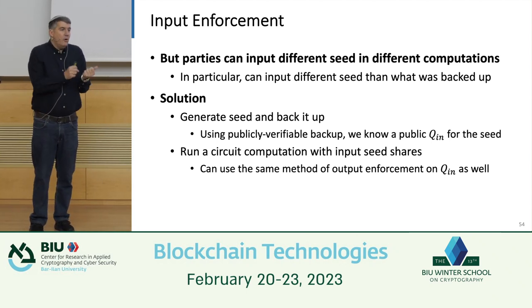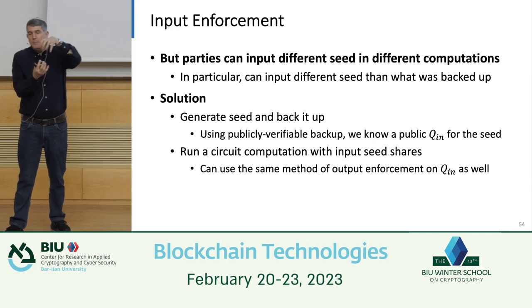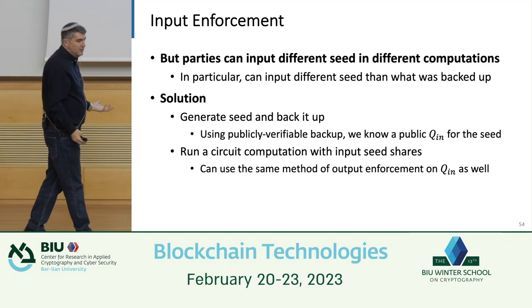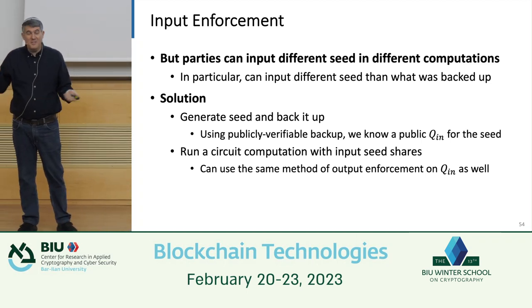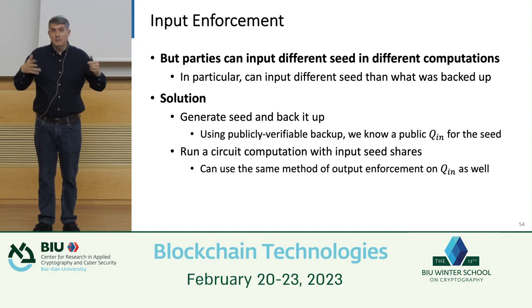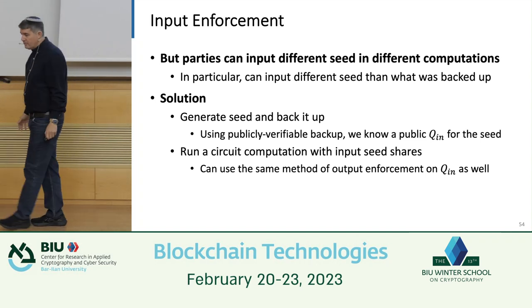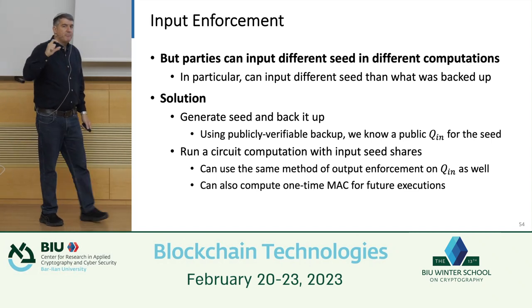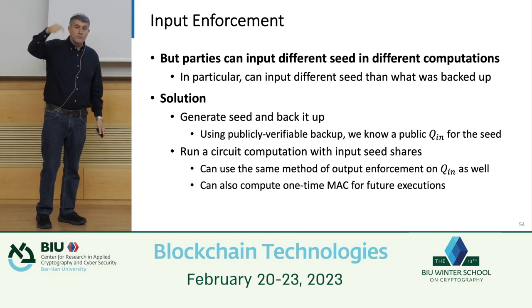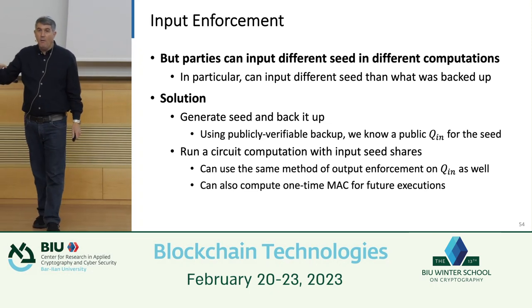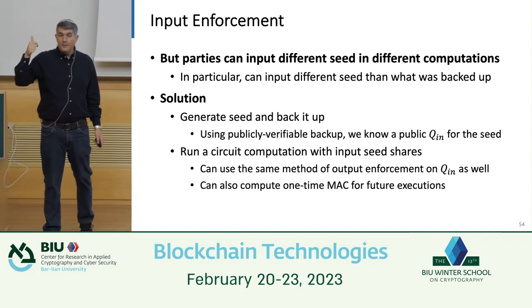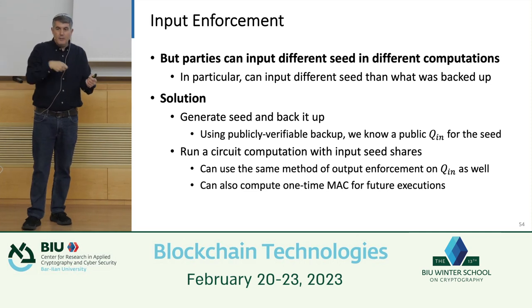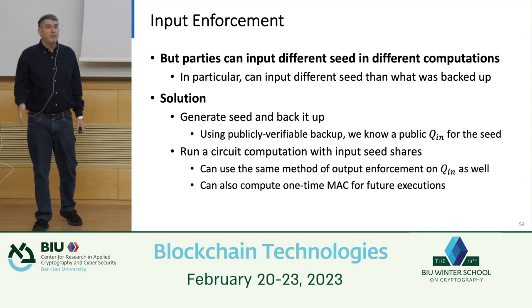Right? Because again, this method makes sure that we bind a secret value inside the Boolean circuit to some public value. I can do it on the output, or I can do the same thing on the input. So we can use the same method to do input enforcement. Or we can do something else: we can generate a one-time MAC the first time we do a computation, and then repeatedly use it. We can indeed use the method from the previous slide, but from then on, in that computation, we can generate a one-time MAC that we can repeatedly use.